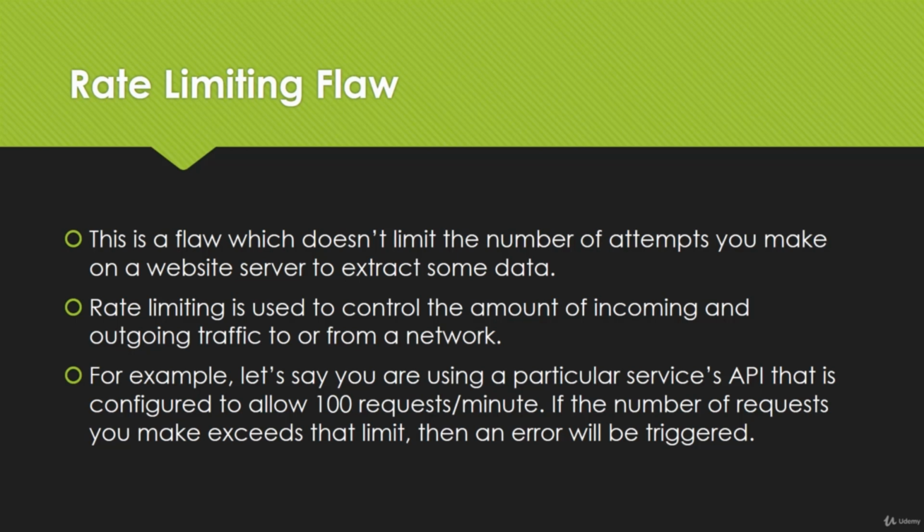Today in this tutorial we will talk about what is rate limiting flaw. So this is a flaw which doesn't limit the number of attempts you make on a website server to extract some data. Rate limiting is used to control the amount of incoming and outgoing traffic to or from a network. For example, let's say you are using a particular service's API that is configured to allow 100 requests per minute, but if the number of requests you make exceeds that limit, then an error will be triggered.